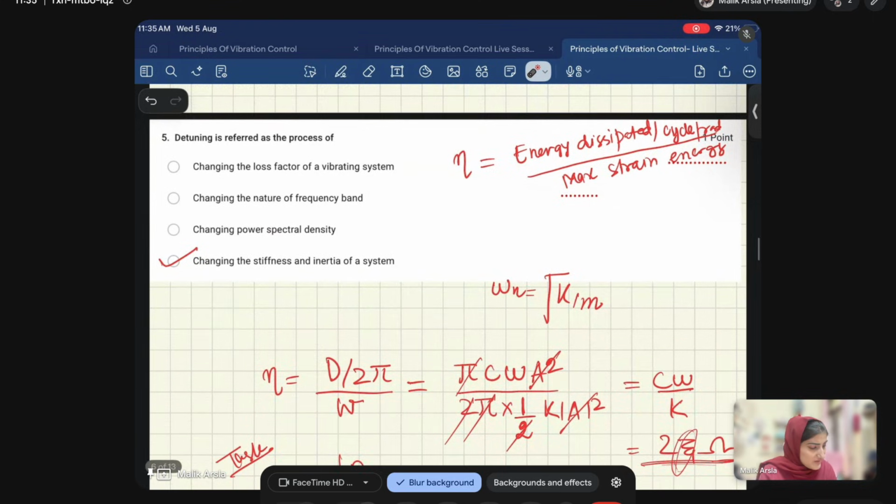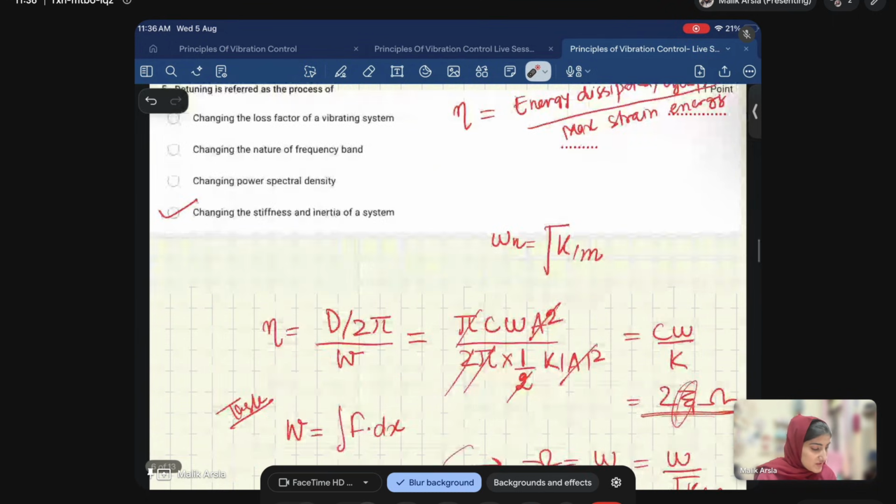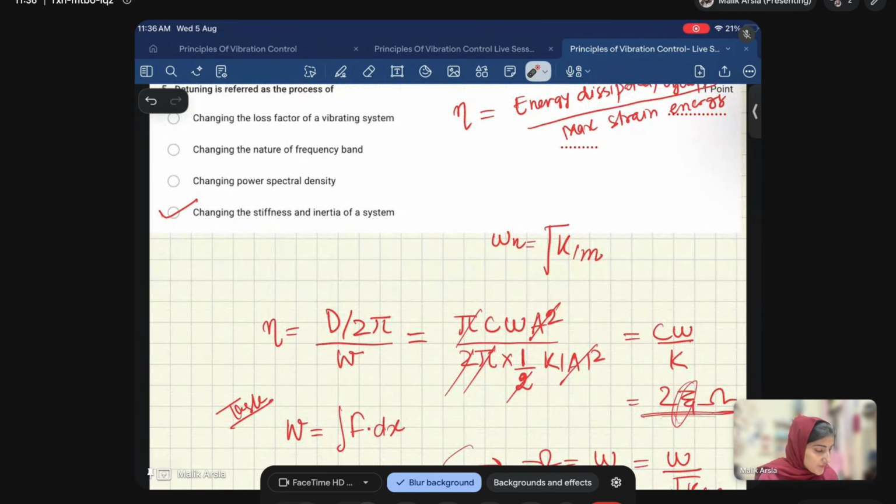Okay, basically here I have just explained what this loss factor means. So loss factor is the energy dissipated per cycle per radian upon the maximum strain energy in the system. So if we try to figure it out, D is the energy dissipated per cycle, and per radian, so we divide it by 2 pi, upon the maximum strain energy. So the maximum strain energy we have here is half of k a square, where a refers to the amplitude.